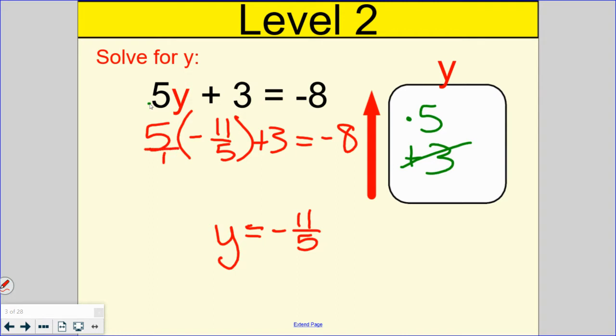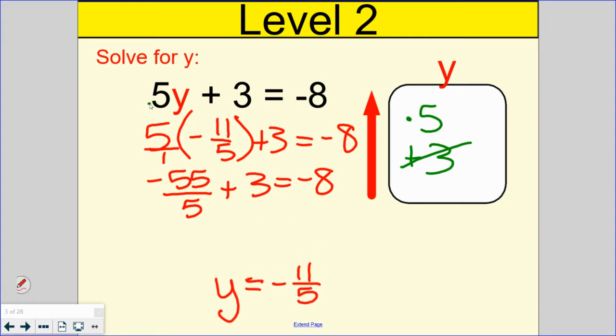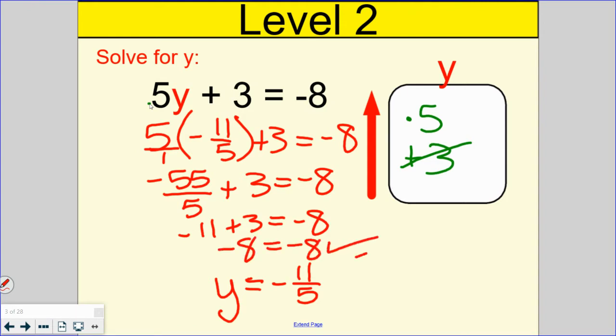This is the same as 5 over 1. If we multiply numerators across, we're going to have negative 55, and multiply denominators, 1 times 5 is 5. We're still going to have plus 3 equals negative 8. We're going to check here. Negative 55 divided by 5 is negative 11, plus 3, is that negative 8? Negative 11 plus 3 is negative 8 equals negative 8. Yes, that checks. And you're welcome to do that right at the beginning with the calculator. It might go a little bit faster for you.